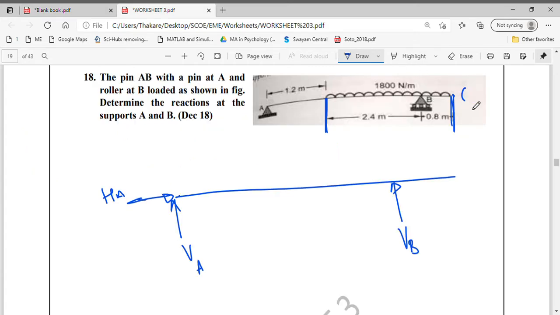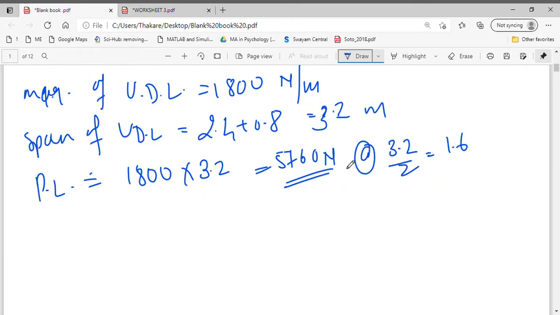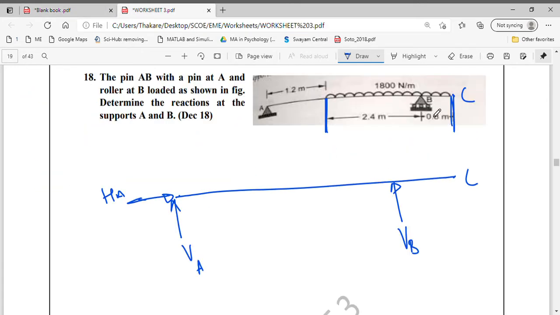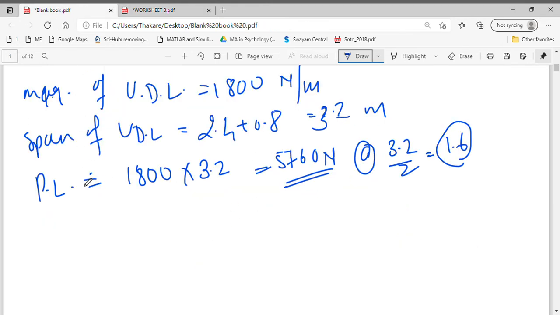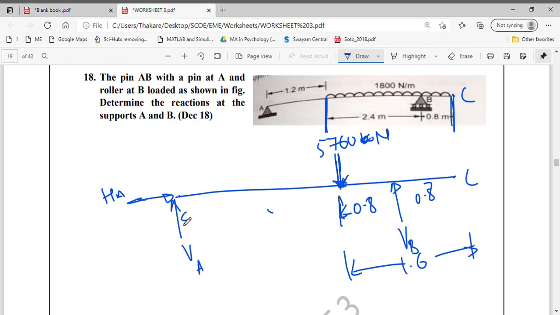So if I consider this end as C, it will act at 1.6 from here. So 1.6 from this point. If this is 0.8, this will be 0.8, and this entire length is 1.6. And the magnitude of this point load is 5760 newtons. Okay, and what will this distance be? This distance is 1.2 plus 1.6. This 1.2 plus 1.6 is 2.8. So this is 2.8.